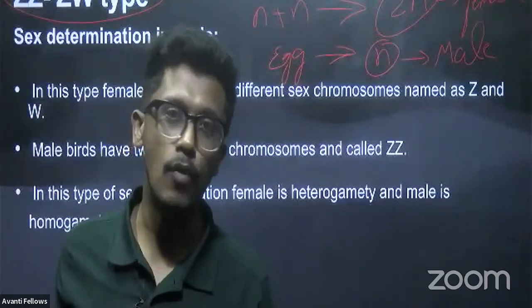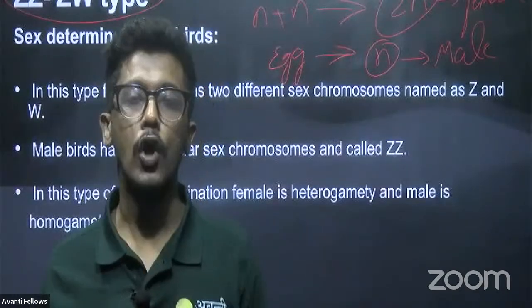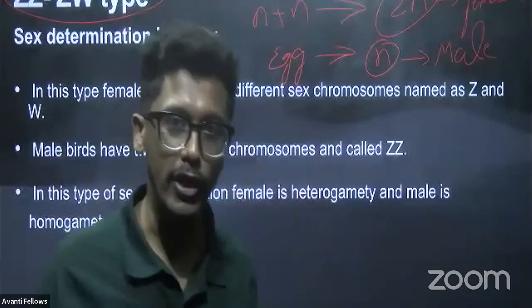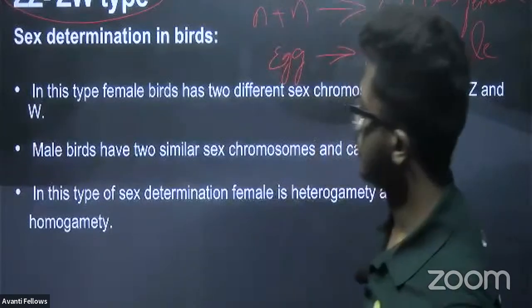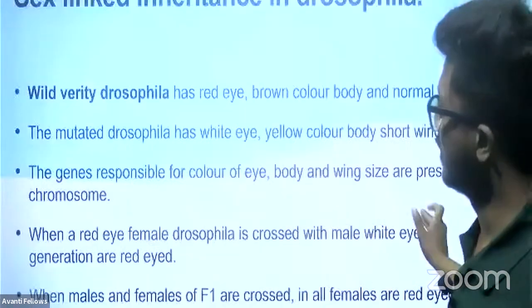So when the mutations come, what will happen? Deformities will come. So an organism can never have the same traits as the parental organism. So that is it. Got it? No? So this is about sex determination.